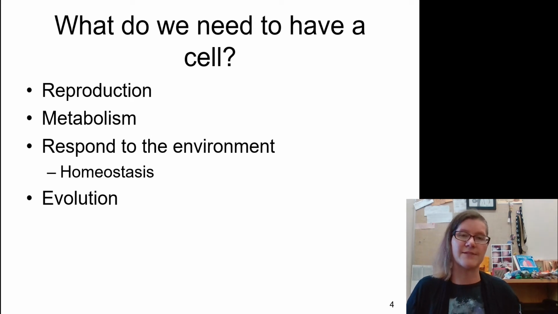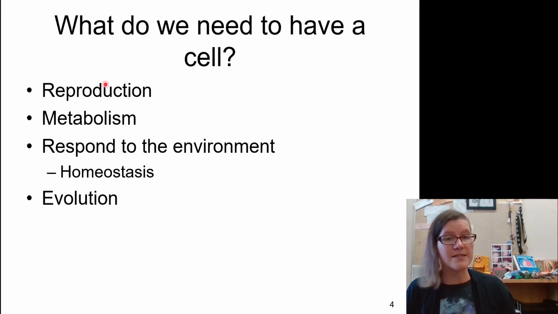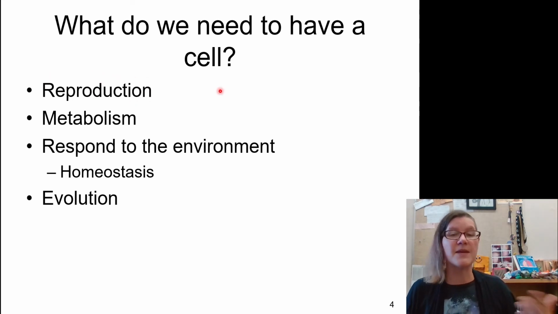All right, so what do we need to have a cell? First of all, since all cells come from other cells, cells need to be able to reproduce themselves. They need to be able to either split in some way to make more cells, have baby cells, whatever they do, they need to be able to reproduce from one cell to multiple cells, or at least make new cells.